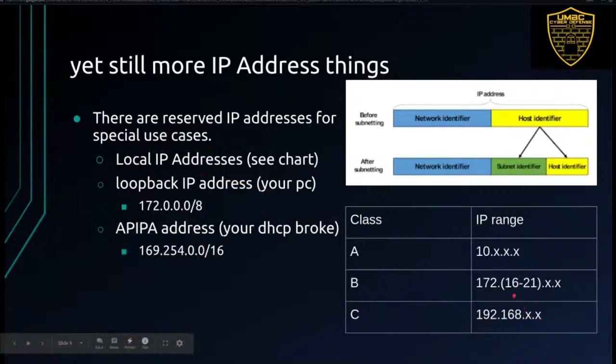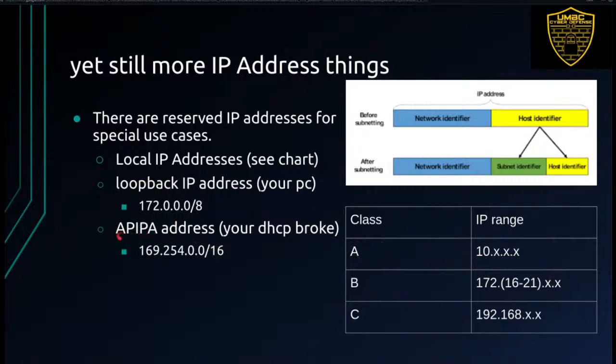Same thing with class B, although this is a little bit different. Instead of having the whole second octet open, it only has 16 to 31. This should be 31. And then these are decided by deciding your subnets and such. And then the largest is class A, which has the full 3 latter octets, which is just 10.something.something.something. You also have the loopback address, which is pointing to your PC.